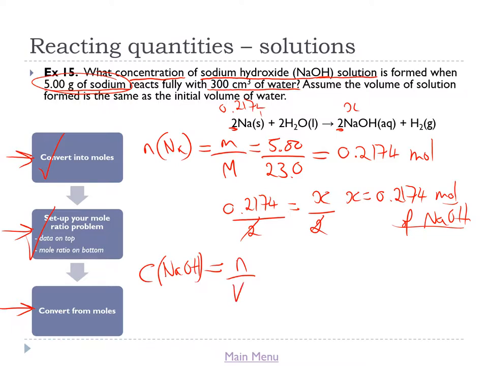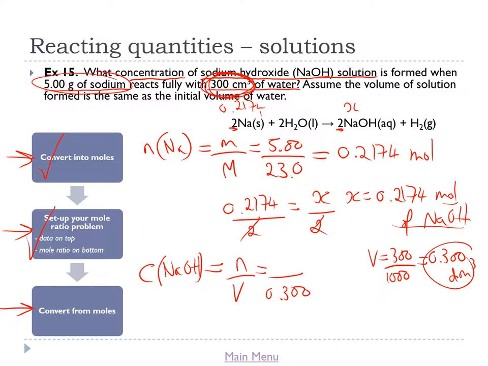Now just note that our volume here is in centimeters cubed and we need it in decimeters cubed. So we're going to say volume equals 300. We divide by 1000 to convert to decimeters cubed, which equals 0.300 decimeters cubed. So we're going to use that volume. So we're dividing by the 0.3 that we just found, that one there. And our number of moles we saw up here was 0.2174. And if we work that calculation through, we end up with a concentration of 0.725 moles per decimeter cubed, rounded to three significant figures because all of the inputs are in three significant figures. And that is our calculation completed.